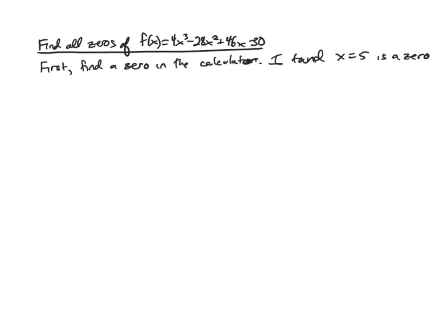For this problem, we have a function f of x equals 4x cubed minus 28x squared plus 46x minus 30, and we're trying to find all of the zeros. So the first thing I'm going to do is throw this into the calculator and see if there are any zeros apparent in the calculator. I can use calc zero, and I found that x equals 5 is a zero. So next I'm going to factor out the factor x minus 5 by using synthetic division with the zero, 5.